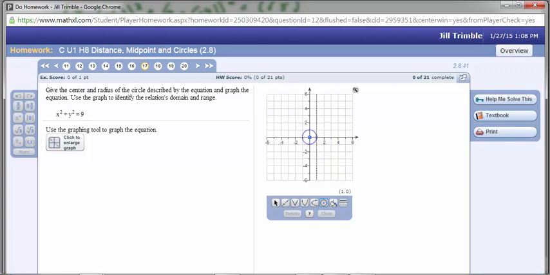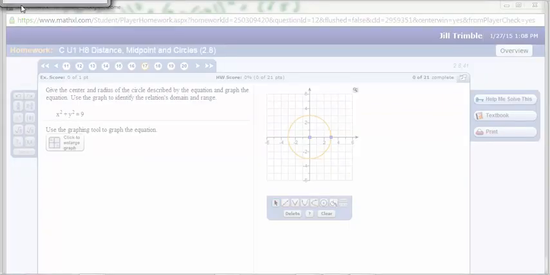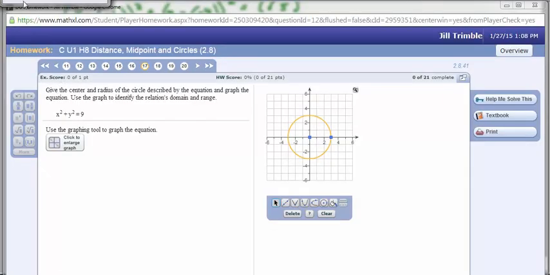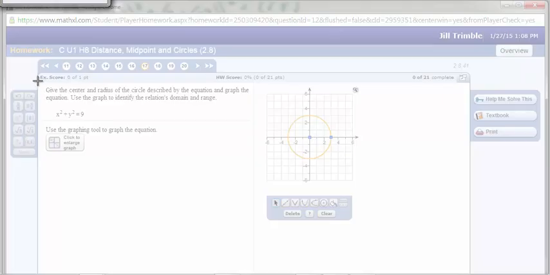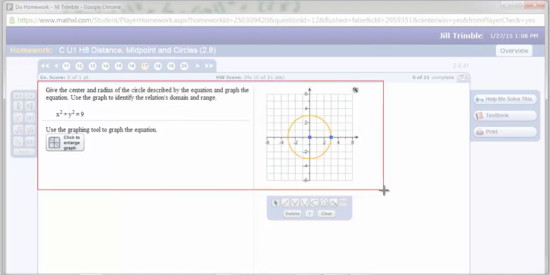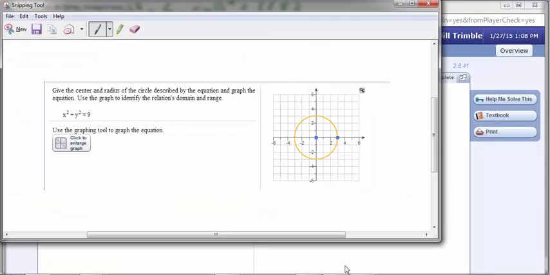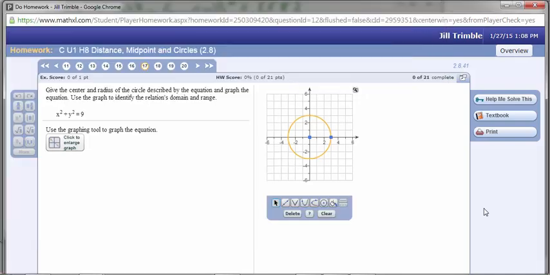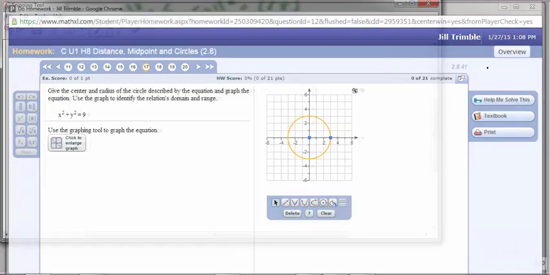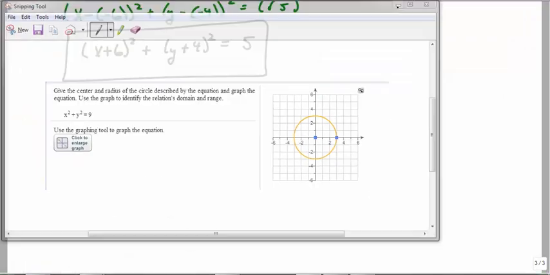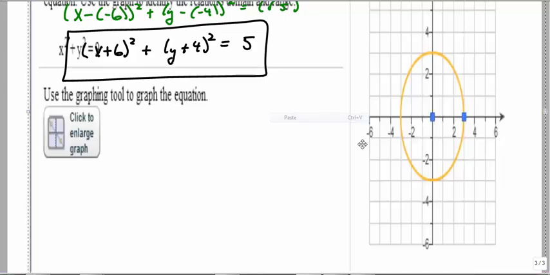So I'd come back over here and I'd go out 3 units in any direction and click, and then there would be the equation of my circle. So graphing these isn't too tough. You go ahead and grab that graphing tool, which is the circle, you plot the center, and then after you plot the center, you go ahead and work on the radius. Let's go ahead and paste that into the lecture as well.